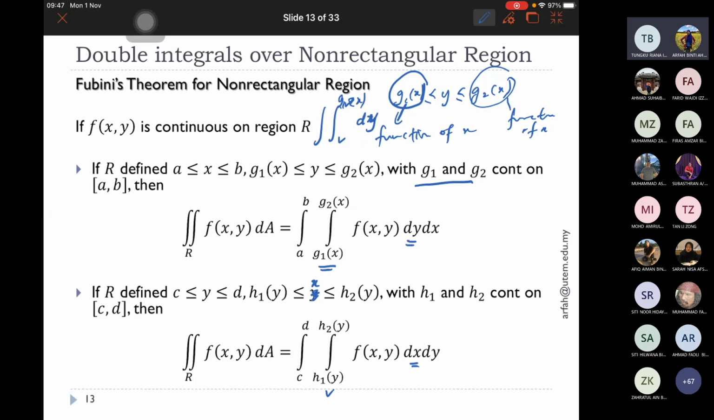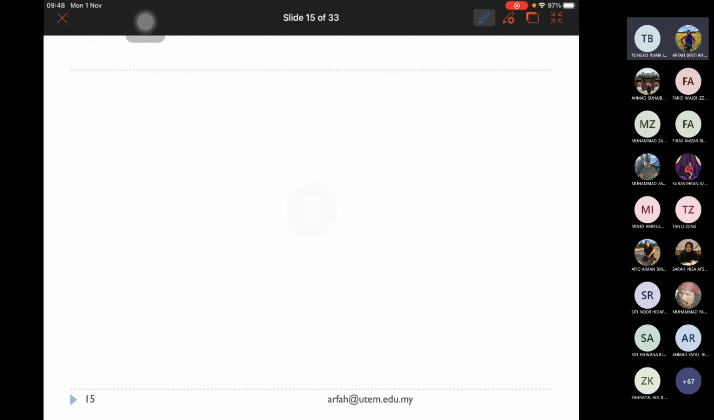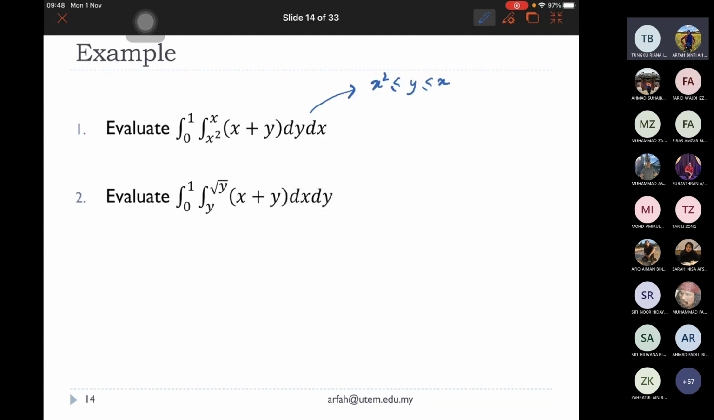So daripada sini, take a look at this one, then kita akan tengok example. Okay. So example, evaluate integration from 0 to 1 for y between x squared up until x and x taking the value between 0 up until 1, for the function of x plus y. So in this case, y is berada antara x squared sampai x, dan x taking the value between 0 and 1.